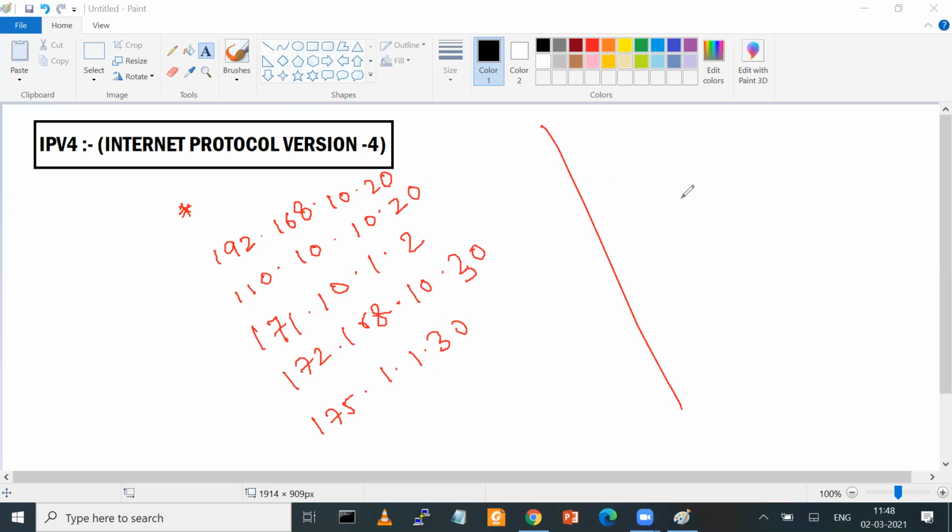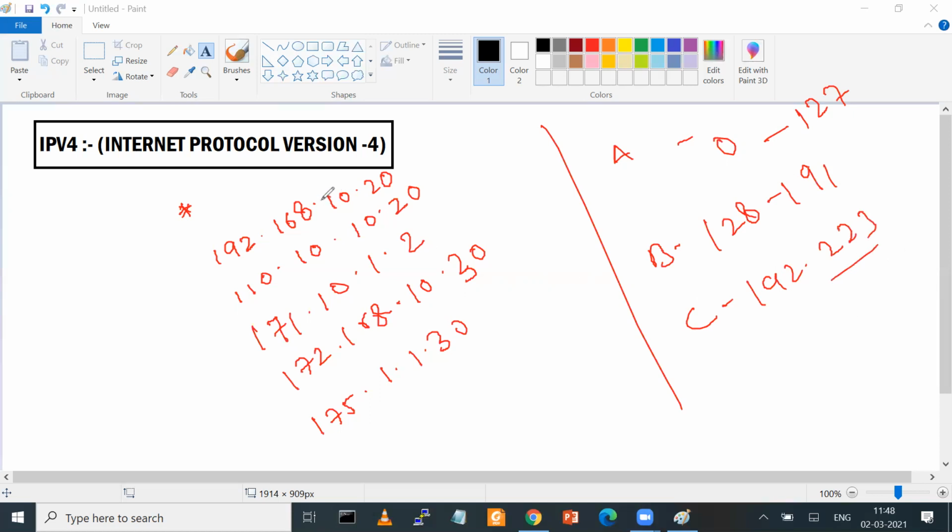Guys, I have already explained that class A range is 0 to 127, B range is 128 to 191, and C range is 192 to 223. मान लीजिए अगर आपको एड्रेसेस इस तरीके से दिए हैं, let's suppose we have addresses like this, and you have to identify the class, whether it is A, B or C.